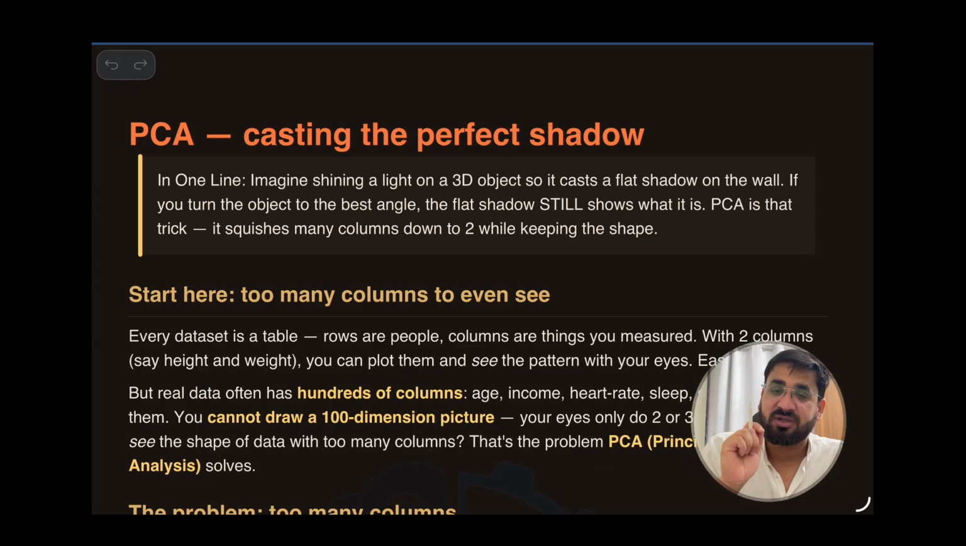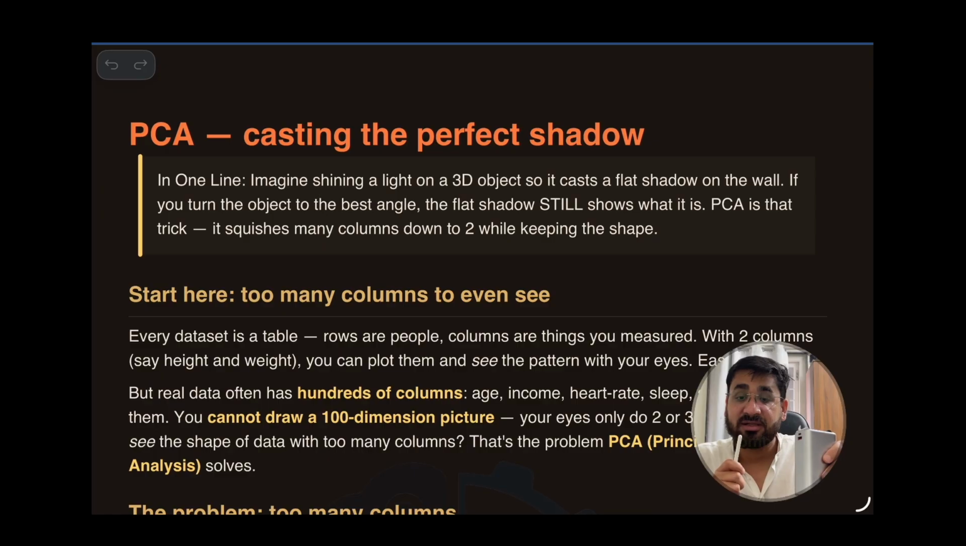Okay, so the story is, you have, say, a 3D picture, so this one. Imagine you have a 3D object and you want to put a shadow. So I have a torch and I put the torch there. What will happen on the wall behind it? It will create a shadow. This is a 3D image and the shadow is going to be a 2D image.